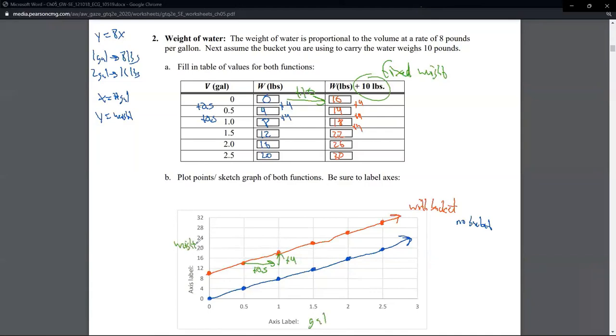Now, I said gallons here and weight here. Technically, some teachers might not like that because one is a units and one is an actual type of thing. So the gallons would be a volume, and the weight would be in pounds. So you could put gallons versus pounds, you could put volume versus weight. You could mix them up, and I would not care, but some teachers might.